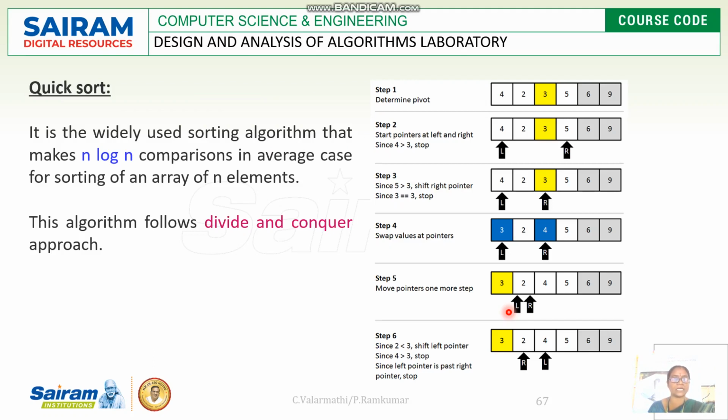Quicksort is a widely used sorting algorithm which makes n log n comparisons in the average case, and it follows the divide and conquer approach. Here are the steps to be taken in quicksort. The first step is to determine the pivot value. Once the pivot value is determined, it will define the left pointer and right pointer.